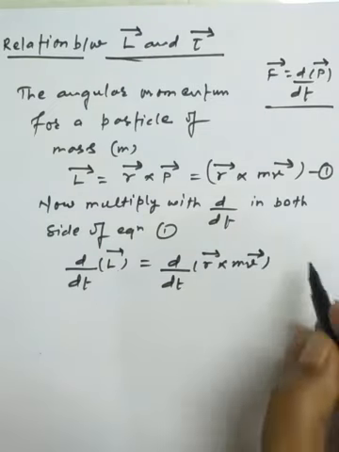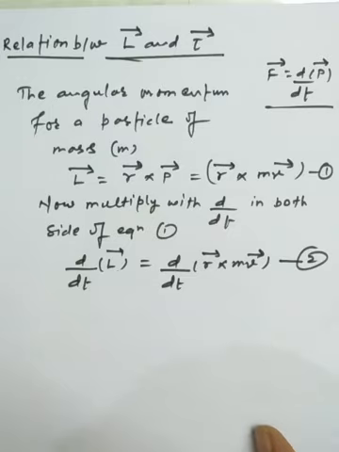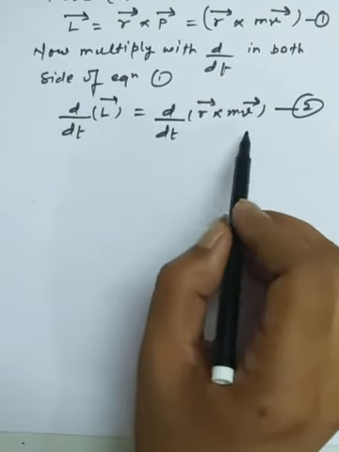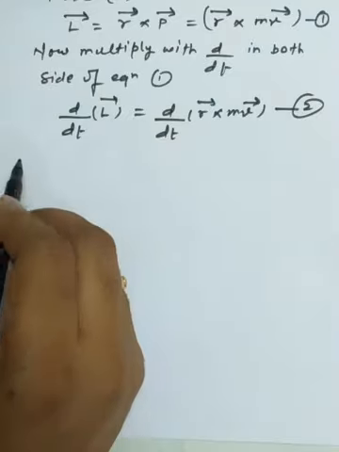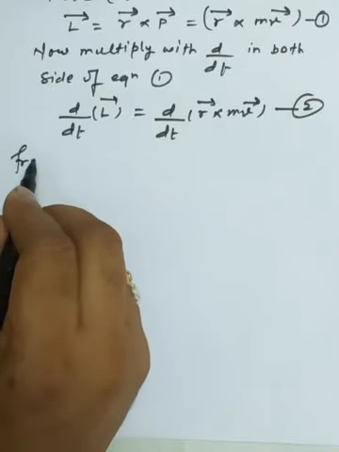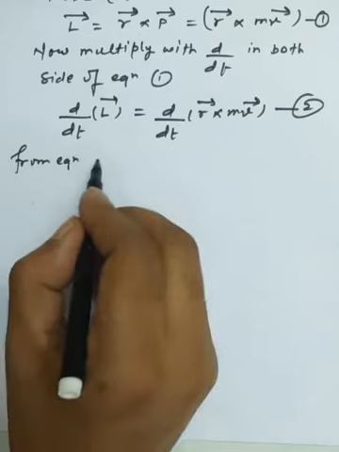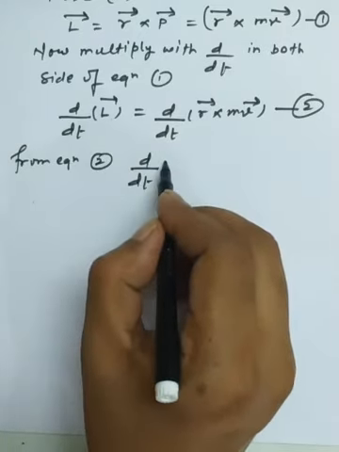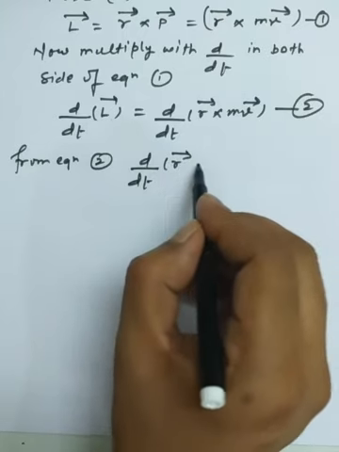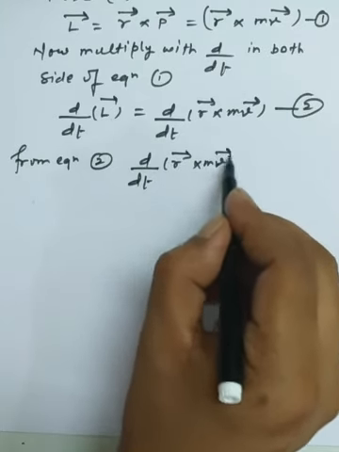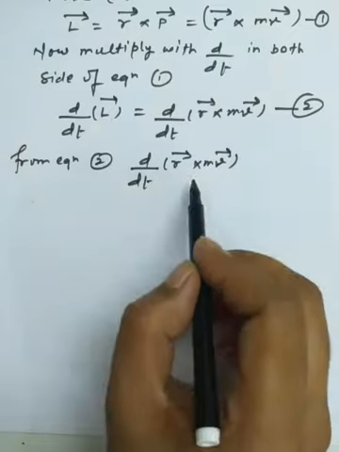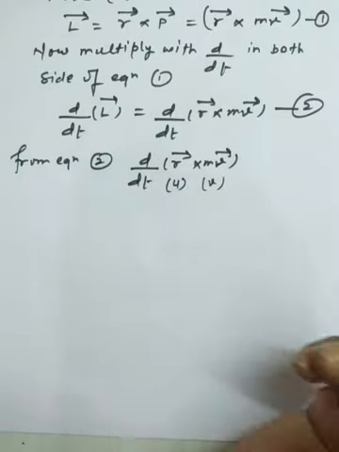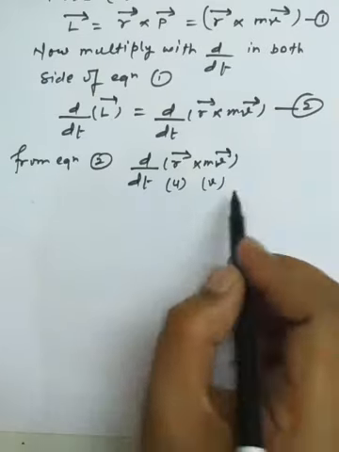Now we are just using an identity of differentiation. So what kind of identity? We are just operating a differentiation on a product. So from equation number 2, we are approaching d by dt of r into mv. How are we operating? We have two functions, suppose this one is u, this one is v. So one by one we keep them and differentiate these terms.